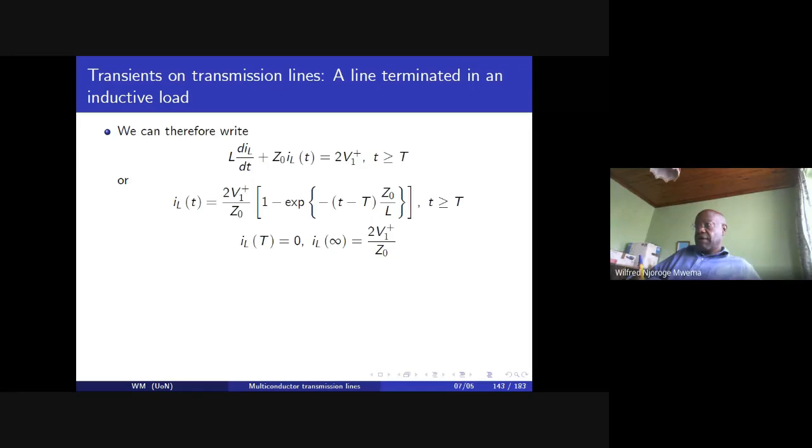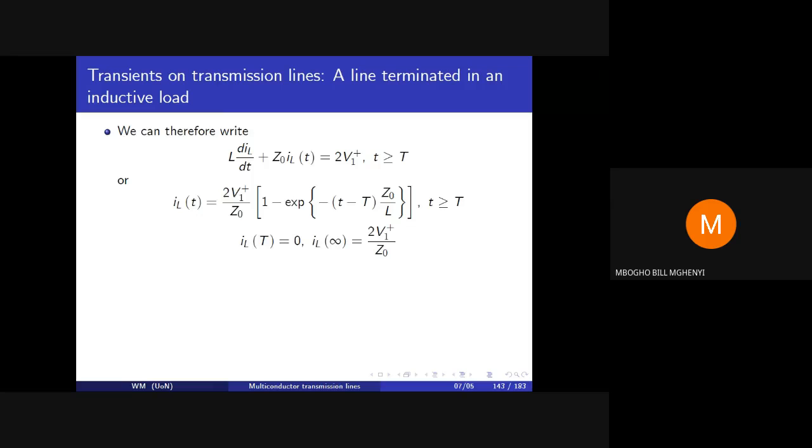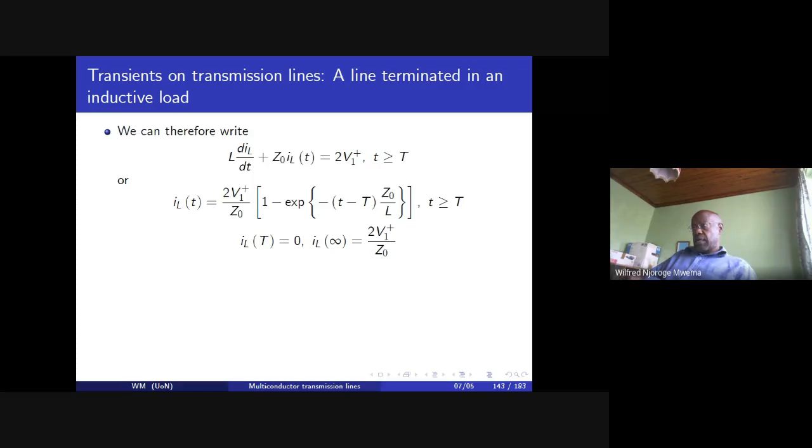S times L I of S plus Z naught times I of S is equal to 2V1 plus over S. That's correct. Then you can use either the partial fraction expressions and use the residue theorem to get the A's and the B's. Then you'll get this final solution as it's shown.